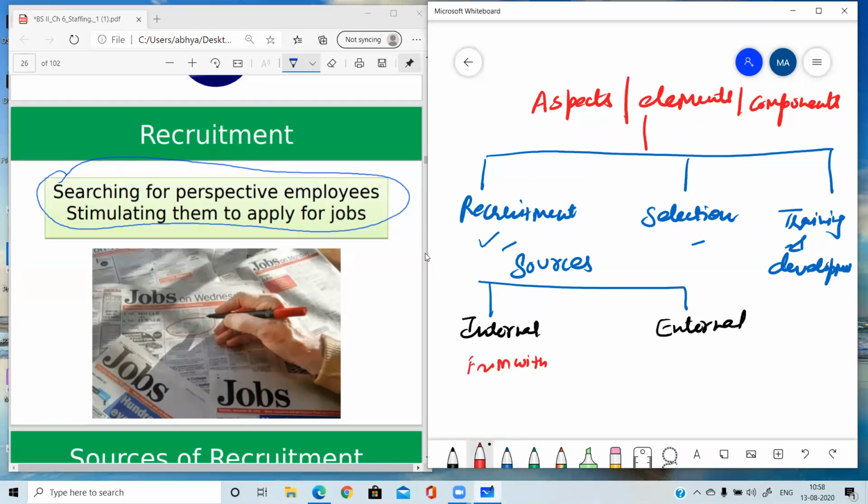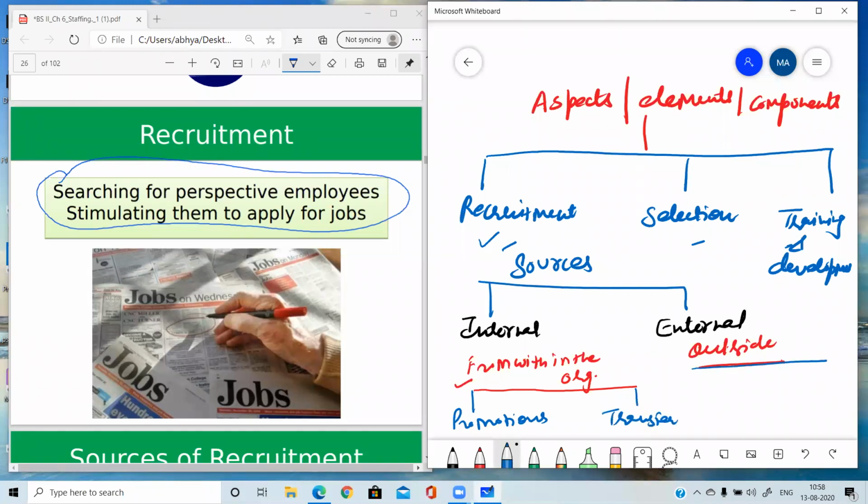From within the organization means we are not searching for employees outside the organization; we are just searching for them within it. External means getting the employees from outside the organization. When we are getting the employees from within the organization, there are two sources: promotions and transfers.